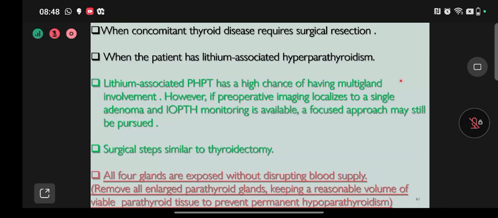This is very important again for the residents to understand. The diagnosis is purely based on biochemistry, not on imaging. If you can't image an abnormal parathyroid, it does not change your diagnosis. Imaging is required only to decide what surgical procedure you will do on the patient.